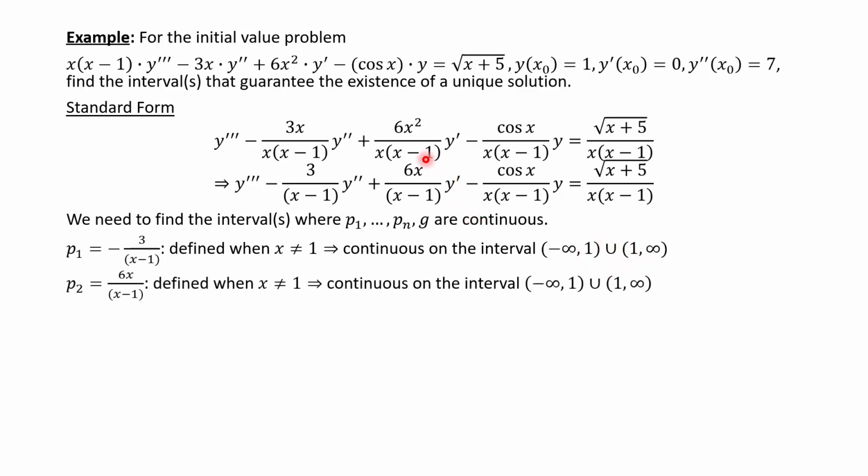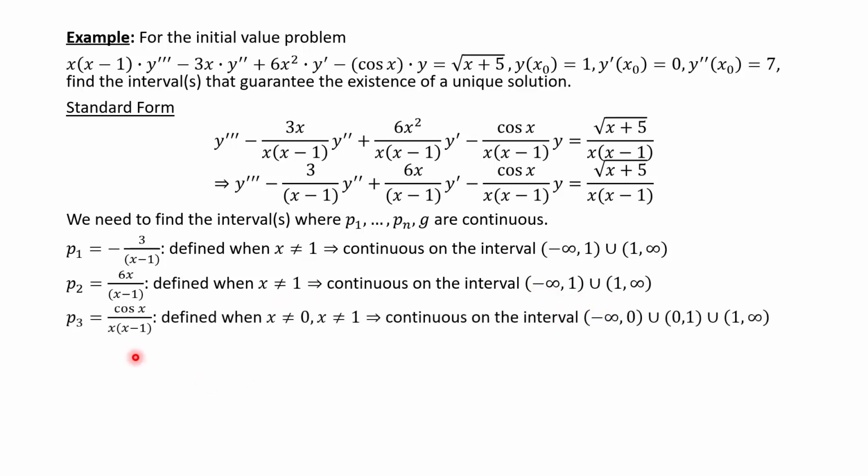Then p sub 2 is this coefficient here. Same exact process because the denominator is the same. So x can't be 1, so it's continuous on this interval. And then p sub 3, this coefficient here.